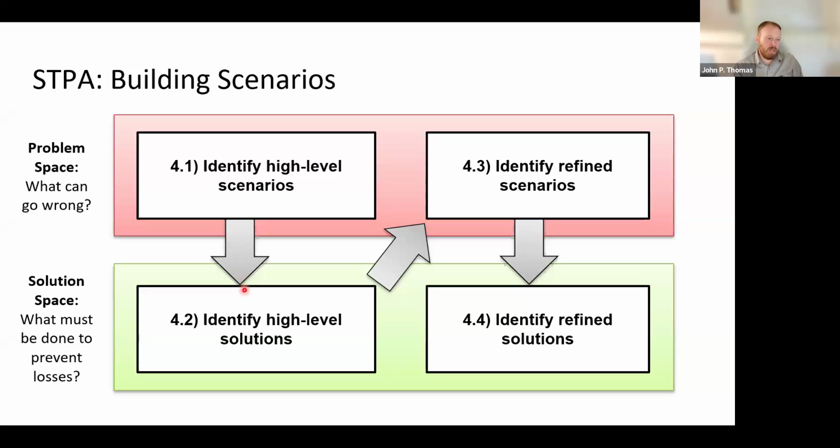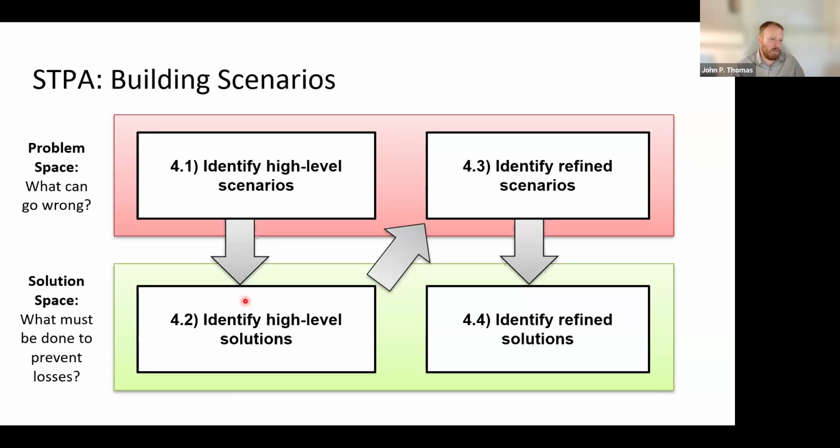Then we're going to immediately go to the solution space and say, before we get any further and spend a lot of effort, let's see if there's something we want to do immediately to strike against this very broad, high-level scenario and maybe eliminate it completely. Maybe this feedback really doesn't belong. It's just going to confuse the controller.